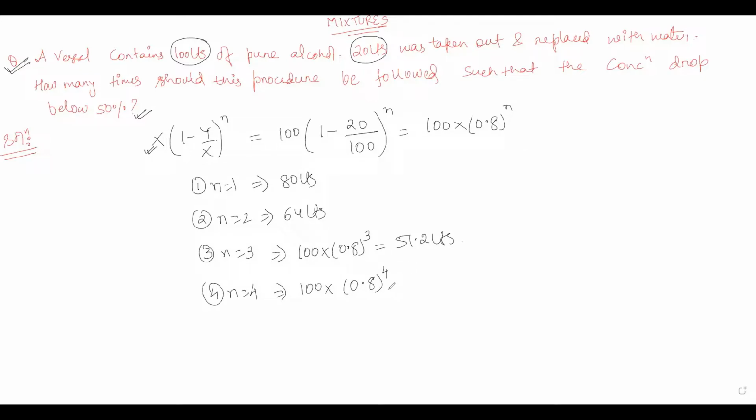Now, we can calculate this value exactly, but we can see that when the value of N is 3, the quantity of pure alcohol was 51.2 liters. So we can be sure enough that when N would be 4, this value would be definitely less than 50. In fact, if you want to calculate the exact value, this would be 40.96 liters. So we can say that when the value of N would be 4, that is, if this operation is being repeated 4 times, in that case, the concentration will drop below 50%. So the answer would be 4.